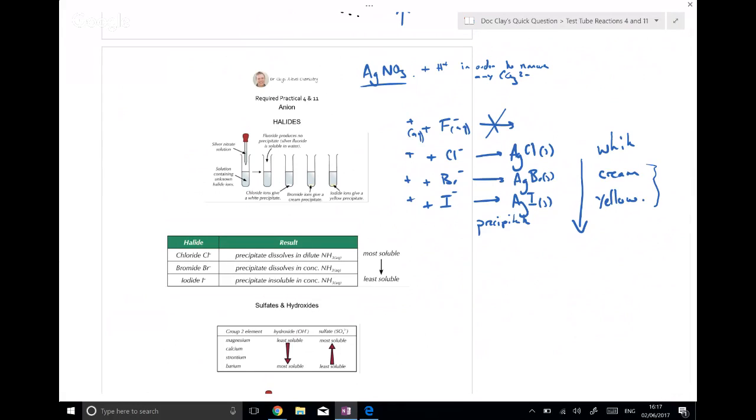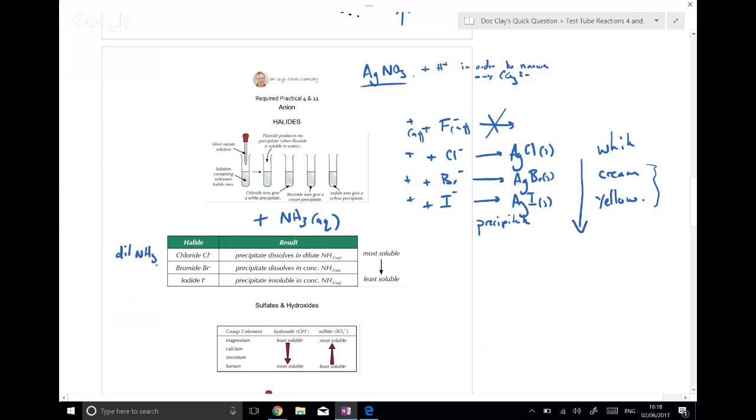So the further test to identify which halide we've got is we can add ammonia. Once we form this precipitate, we can add NH3 (aq), and we've got a few different things. The silver chloride precipitate redissolves in dilute ammonia. Okay, so we redissolve and we form a colorless solution.